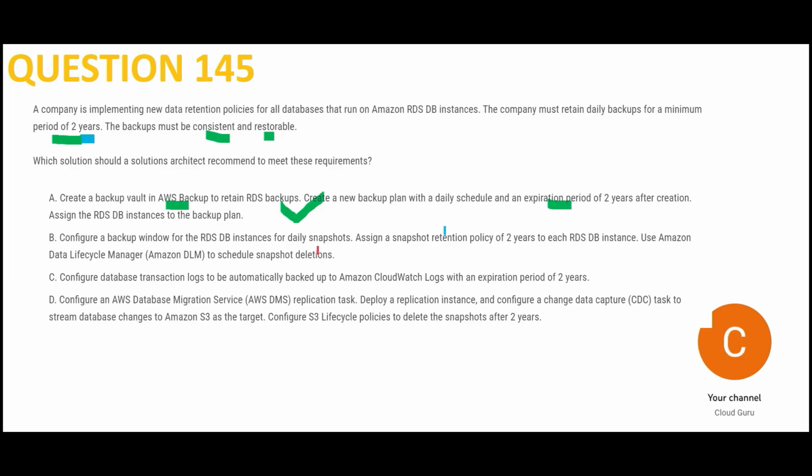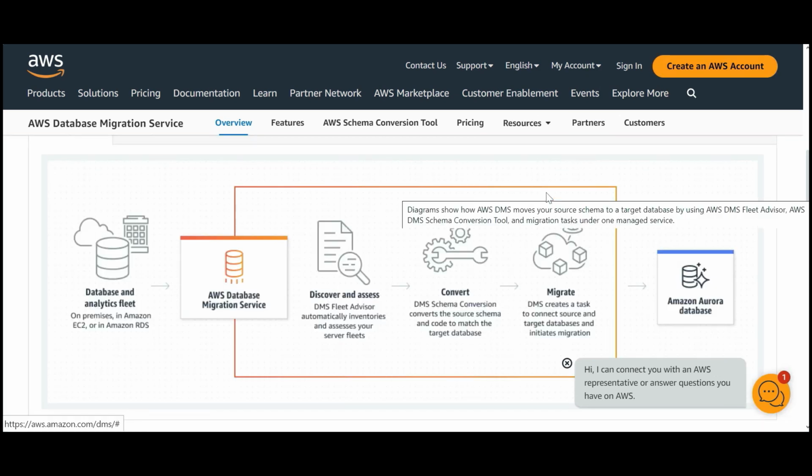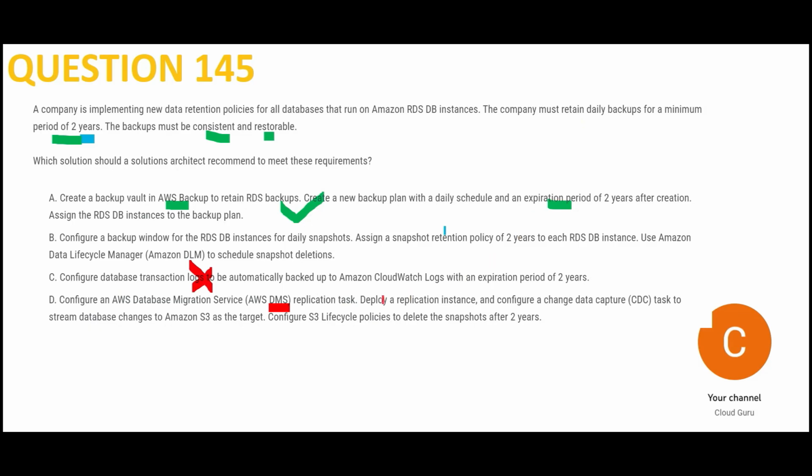See, C will not work. C is not taking a data backup, it is taking a transaction log backup. We want a data backup. And then if you talk about DMS, the purpose of DMS is when you want to migrate a database, say you have Oracle in the cloud, you want to migrate that to RDS in AWS, then we use DMS. For database migration, we use DMS, because DMS has different capabilities to migrate the data. It will discover, assess, convert the schema, and then migrate it. Here we want backup. We don't want migration of data.